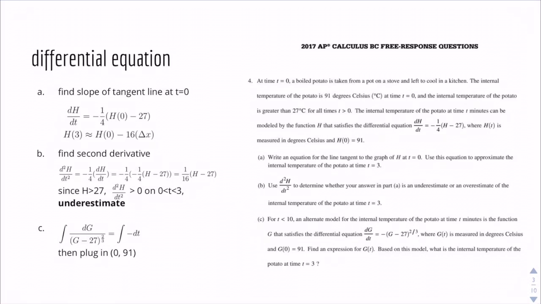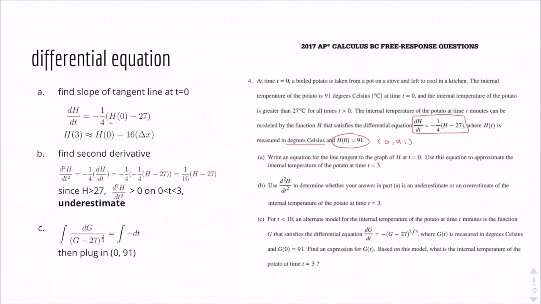Next, we're going to see an example of a differential equation problem from the 2017 free response question number 4. It is about a boiled potato that is taken from a pot on the stove and left to cool in the kitchen. We are told that there is a model dH/dt equals negative 1/4 times (H minus 27), where H(t) is measured in degrees Celsius, and H(0) is 91. We can use this information to solve for part A.